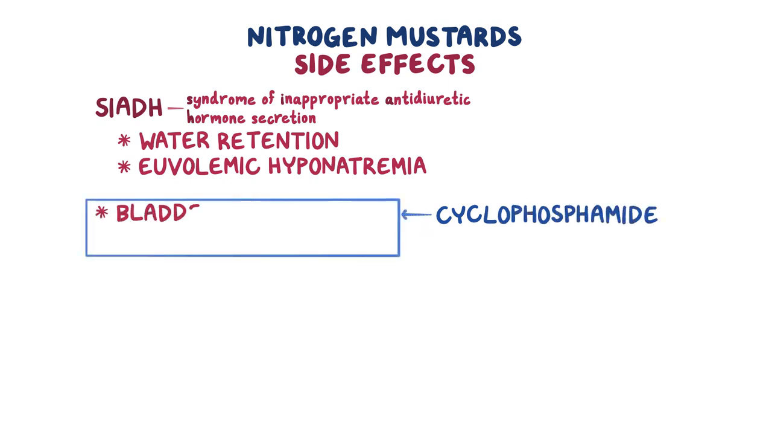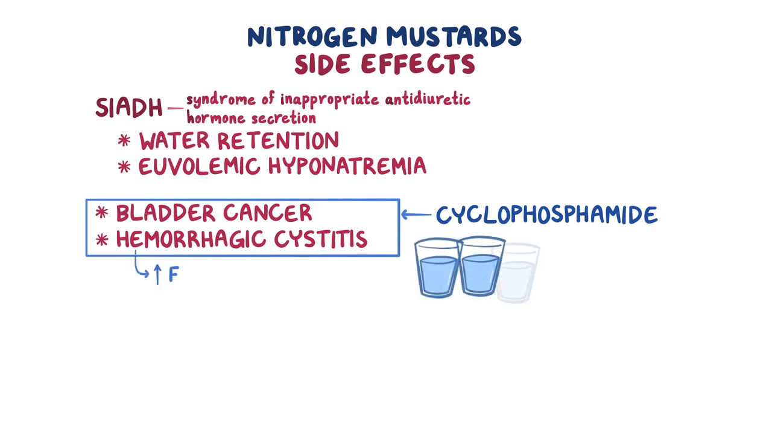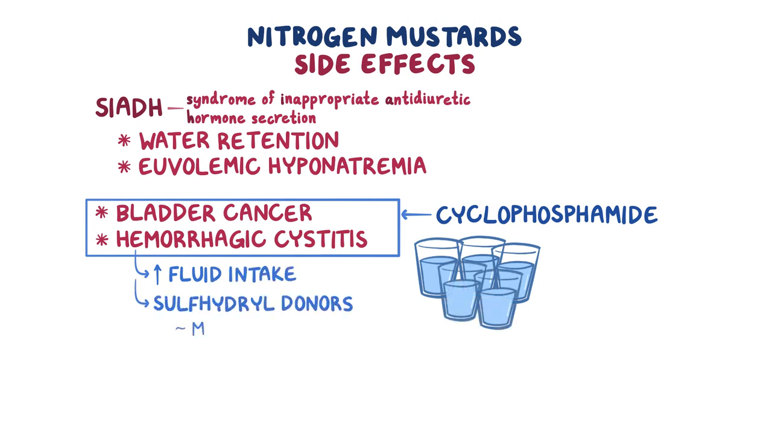Cyclophosphamide can also cause bladder cancer and hemorrhagic cystitis, which is very common. However, there's also good news. Hemorrhagic cystitis can be prevented by increasing fluid intake and administering compounds that are sulfhydryl donors, like Mesna or sodium 2-mercaptoethane sulfonate. Alright, let's move on to busulfan.